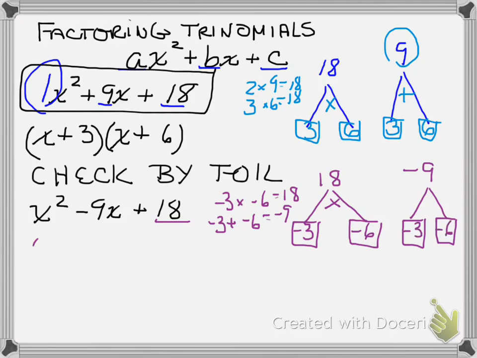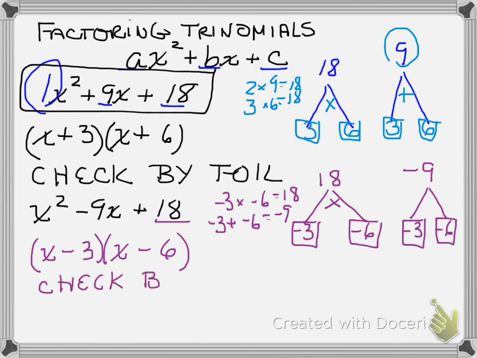So let's write that in our answer here. We know our answer is going to look like two binomials, and the two numbers that we just got are negative 3 and negative 6. And again, go ahead and try checking that just to make sure. Check that answer by foiling. When you FOIL out x minus 3 times x minus 6, you should get back to our original problem of x squared minus 9x plus 18.